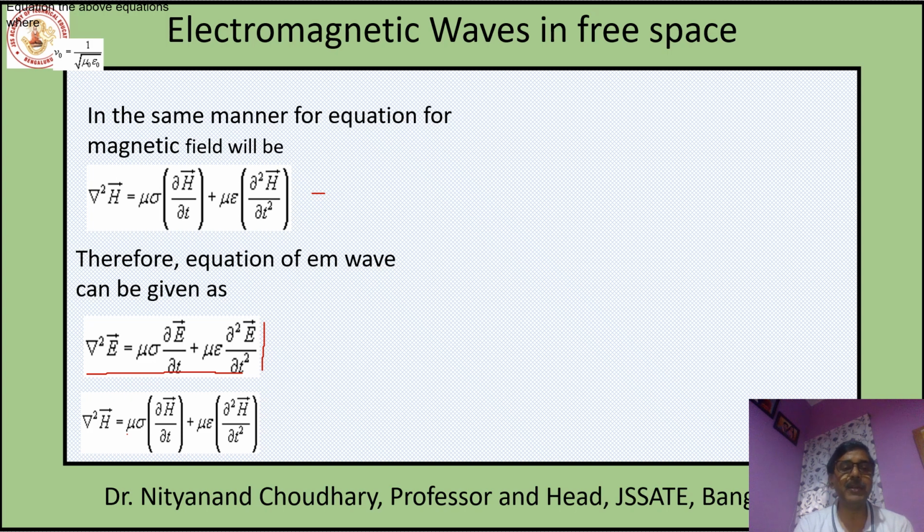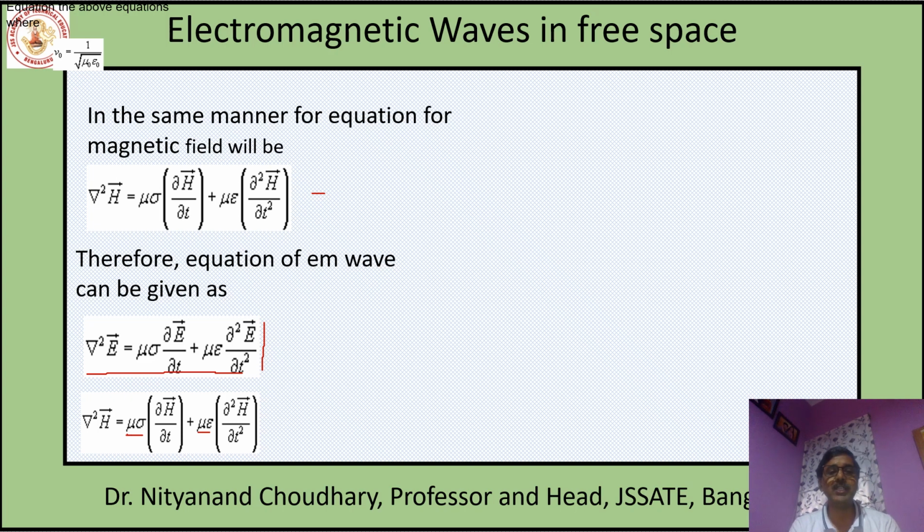Again I am repeating, del square E is equal to mu sigma del E upon del T plus mu epsilon del square E upon del T square. And del square H is equal to how much? Mu sigma del H upon del T plus mu epsilon del square H upon del T square, where all these symbols have their usual meaning.